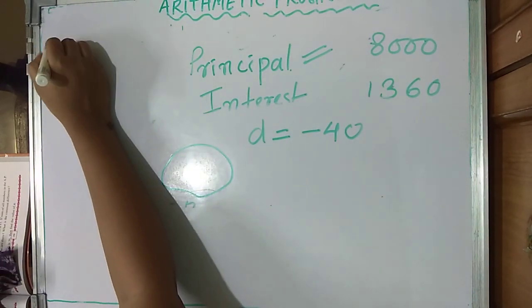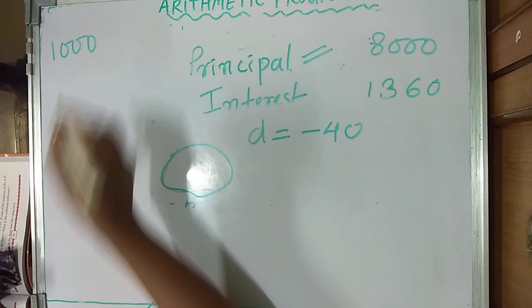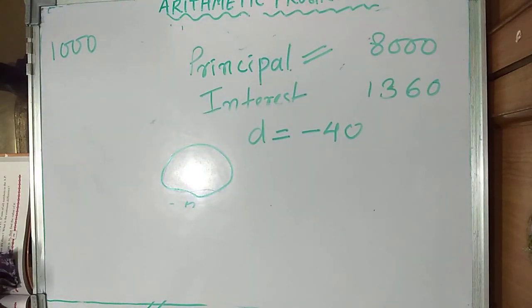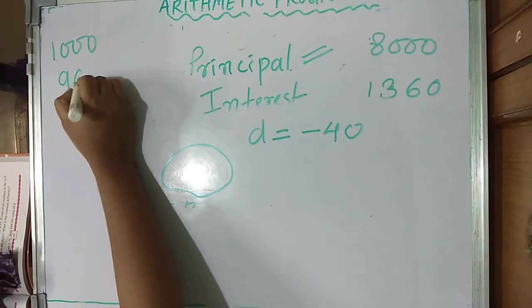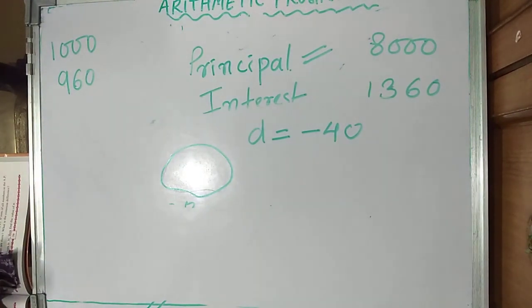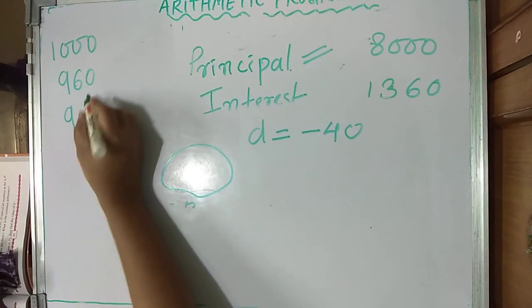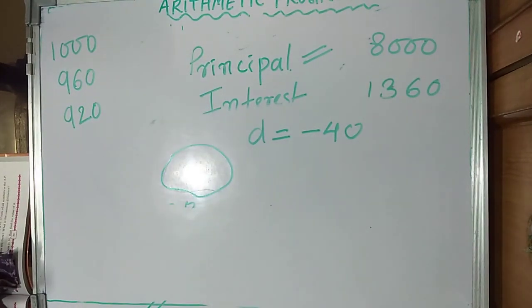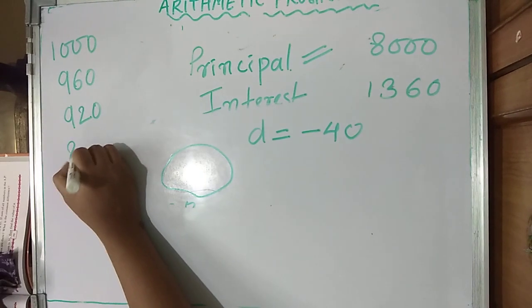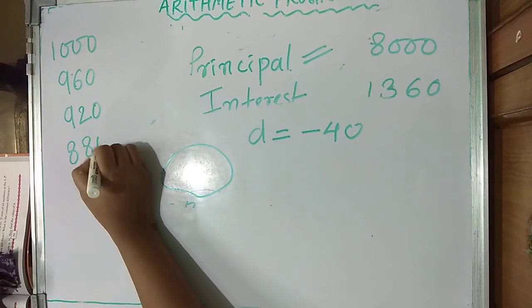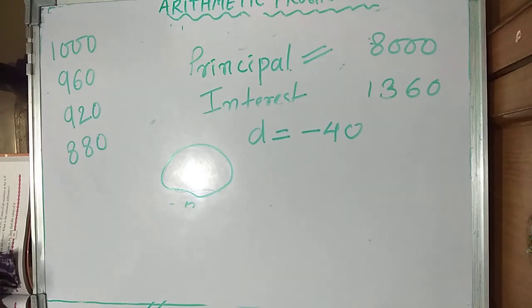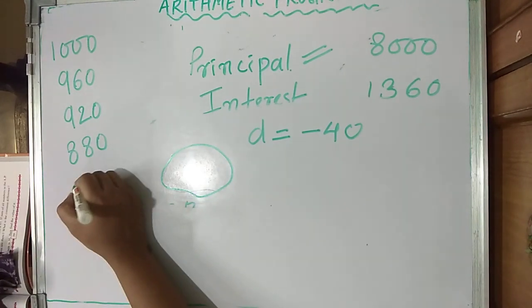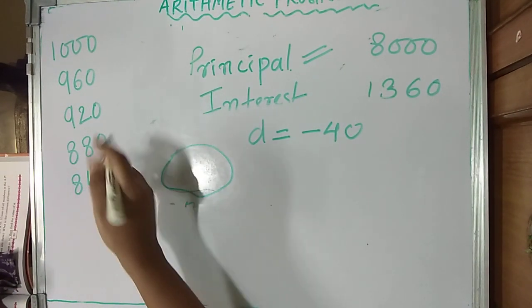Let's take an example. Suppose in the first month he pays 1000 rupees. In the next month he will pay 960 rupees, 40 less. In the next month 920 rupees, 40 less. In the next month 880 rupees, 40 less. In the next month 840 rupees, and so on.